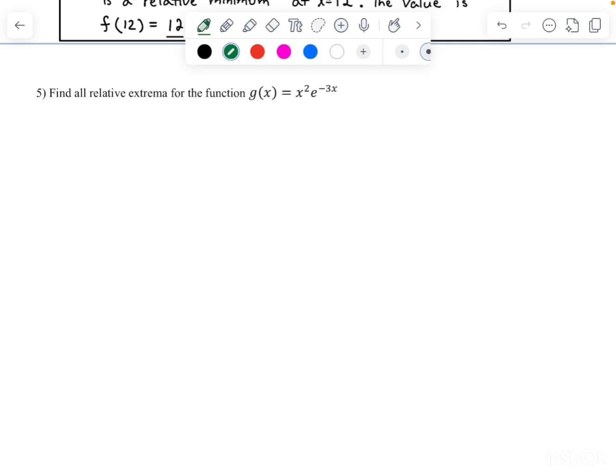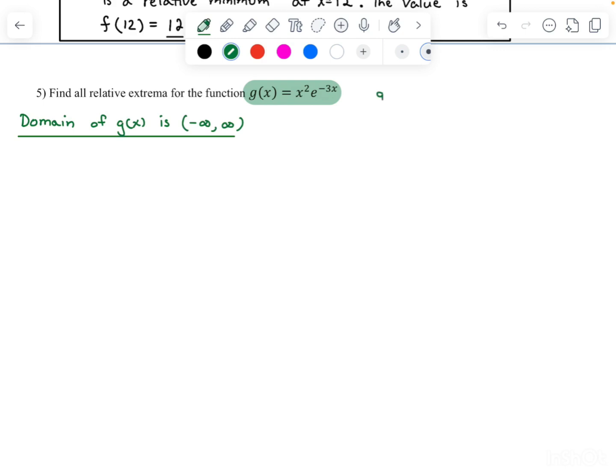Hello class, in this video I'll be showing you how to find the relative extrema of a function by applying the first derivative test. Let's begin. For example 5, we want to find all relative extrema for the function g of x. But before we can do that, we need to determine the domain. The domain of g of x is all real numbers.